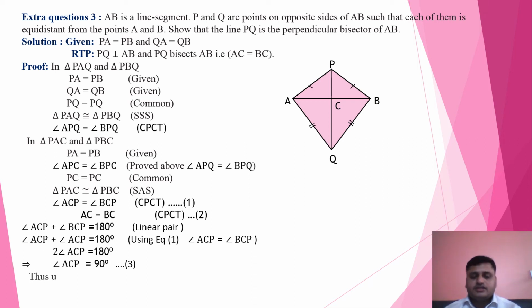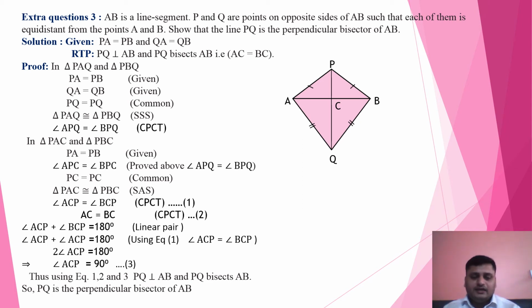After this, we can say that if this becomes 90 degrees, it means that PC is perpendicular to AB. So from equation 1, 2 and 3, we can say that PQ is perpendicular to AB as well as it bisects AB. I hope till this it is clear. It was clearly given that we need to prove perpendicular, that is 90 degree. We proved it in the third equation, and we need to prove it bisects also. So from the second one we proved AC is equal to BC. So from equations 1, 2 and 3 we can say that PQ is perpendicular to AB as well as PQ bisects AB. Till this it is clear.